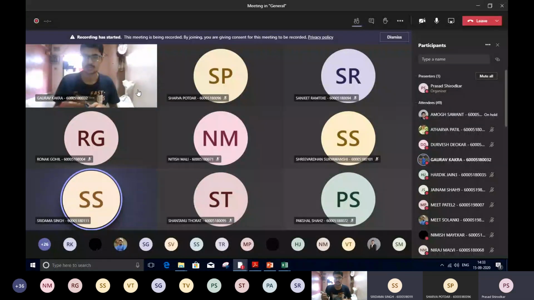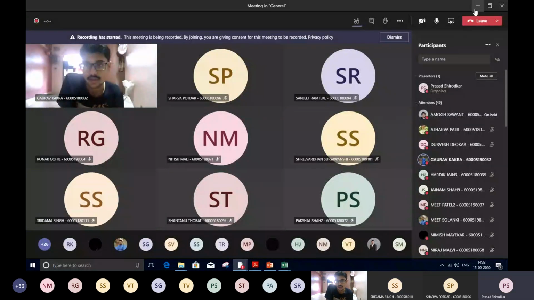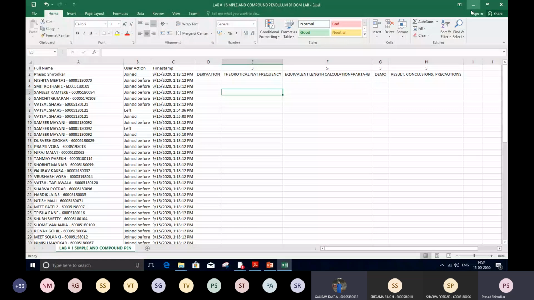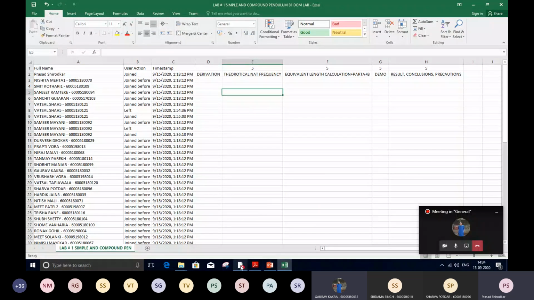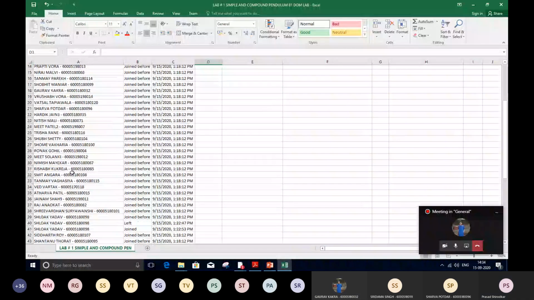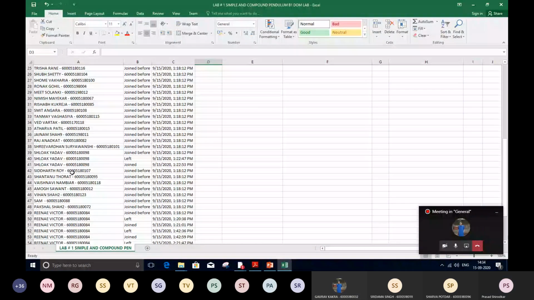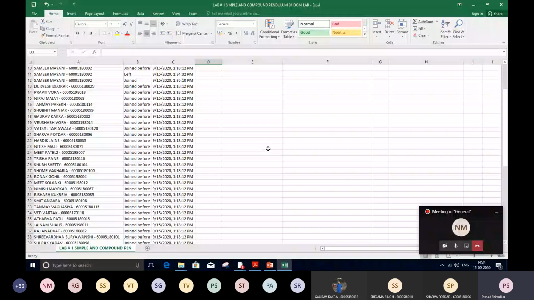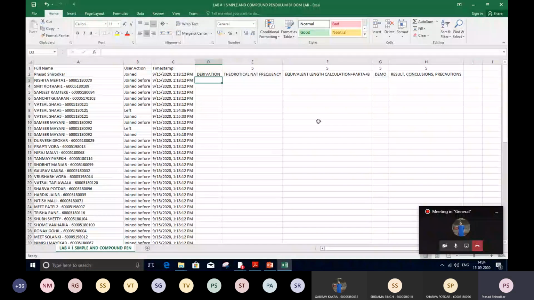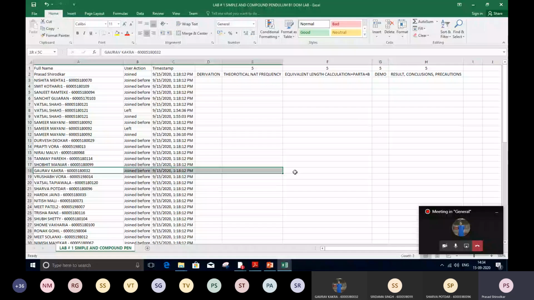Gaurav, you are done. You can continue with the remaining experiment offline. Okay. How much time did you get, Gaurav? 14.27 seconds for 10 oscillations. Okay, all right. So the rest of the experiment you have to complete offline. I will just mark it. All right, so I marked the demo for Gaurav.